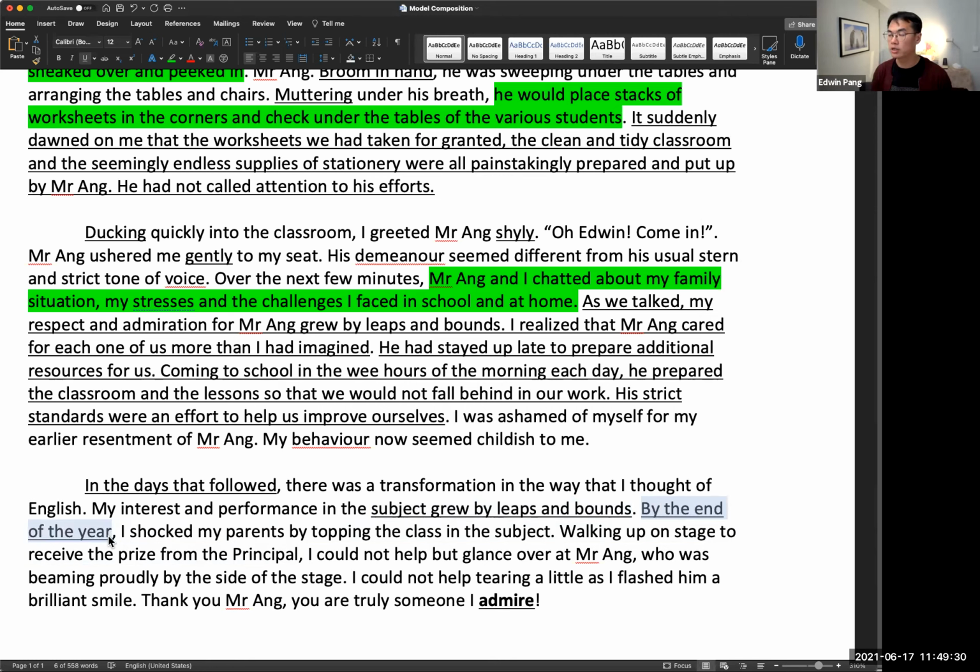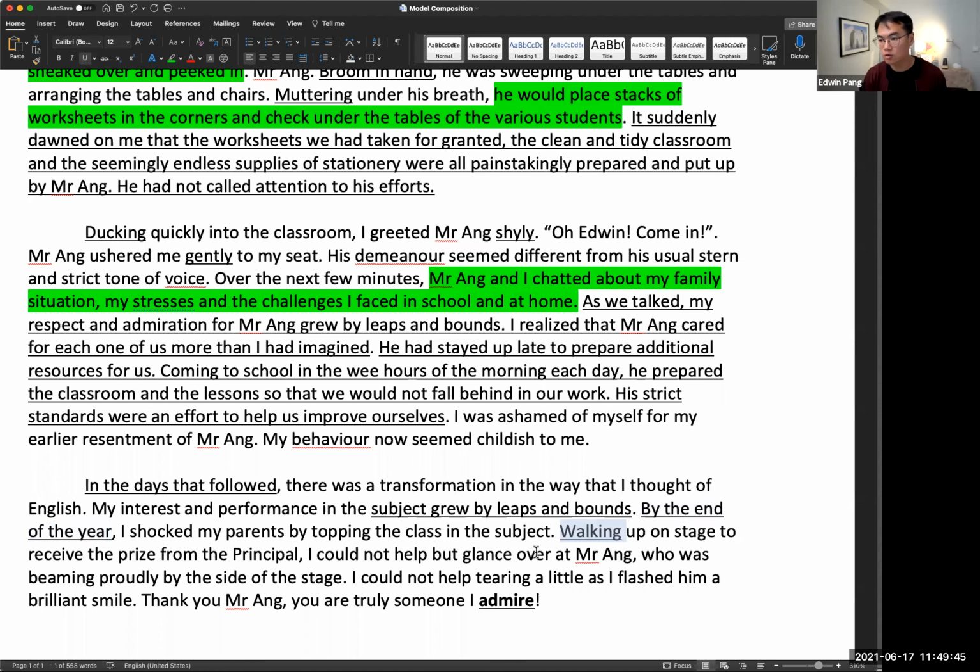All right, so "by the end of the year", again, is another prepositional phrase that is beginning the sentence. Instead of beginning with a subject, I begin with a prepositional phrase. By the end of the year, okay, I shocked my parents by topping a subject. Walking up on stage. "Walking up" is another example of a present participle, -ing, walking up on stage.